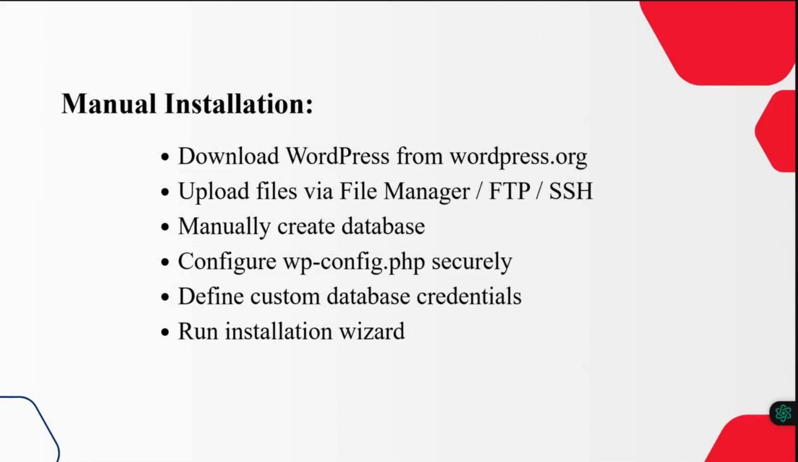Manual installation. In manual installations, you download WordPress from the WordPress.org site, install the WordPress application, and log in on the WordPress login page and develop your WordPress site manually. You upload files using file manager, FTP, or SSH. Third, manually create the database and configure wp-config.php, securely defining custom database credentials. You can also customize the themes and plugins. And finally, run the installation wizard.